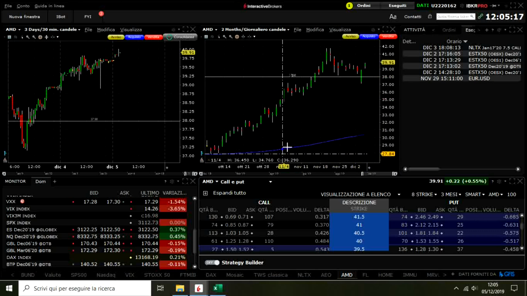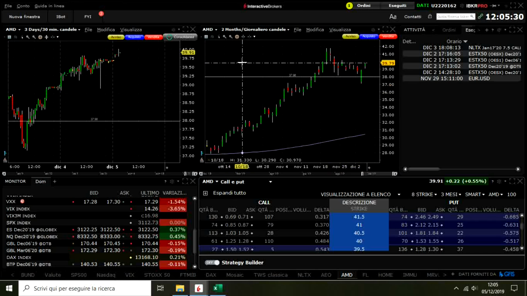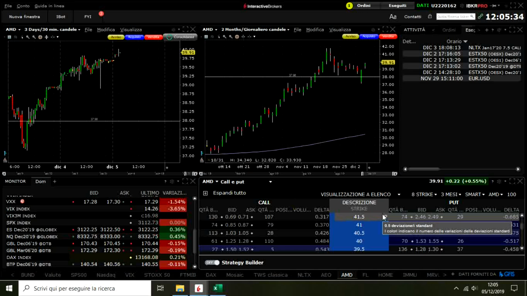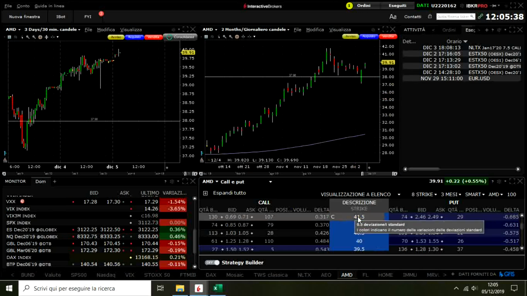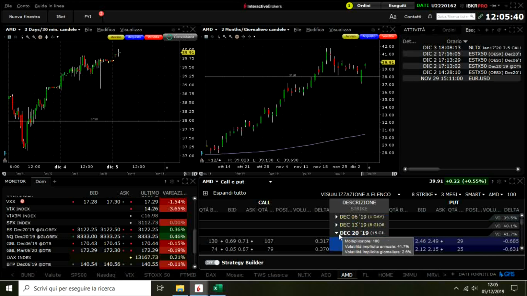38.90 to be precise. Here on the bottom of the chart, you can see high, low, and close. 38.9 the close. This is the Interactive Brokers chart, Trader Workstation, TWS. Choices: if you have bullish expectations, you could purchase, let's say, the maturity of December the 20th.